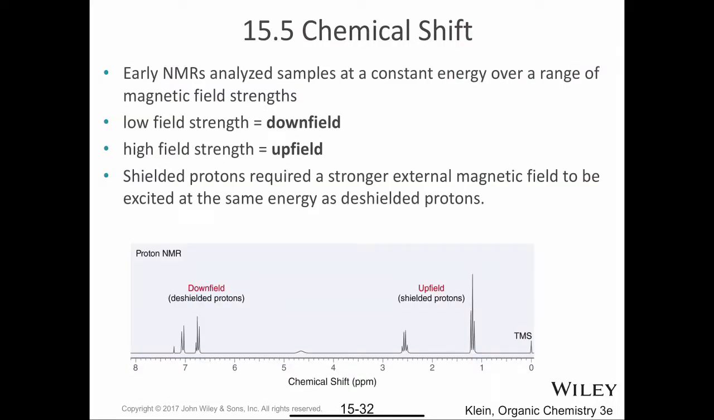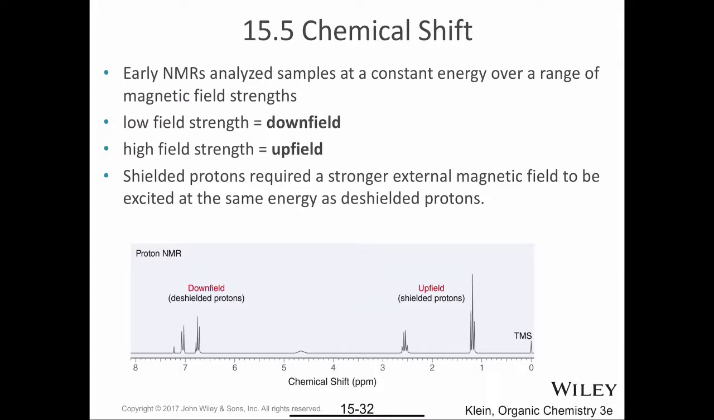Modern NMR spectrometers maintain a constant magnetic field strength and pulse the sample with all relevant frequencies of electromagnetic radiation. But early NMRs operated a little bit differently. These early NMR spectrometers were called continuous wave spectrometers because they would hold the frequency of radiation constant and slowly increase the magnetic field strength while monitoring which field strengths produced a signal.